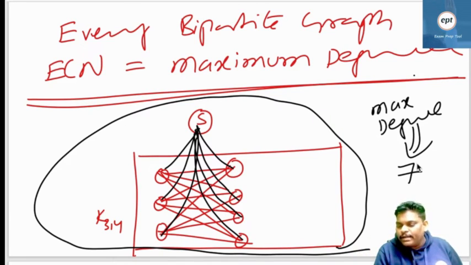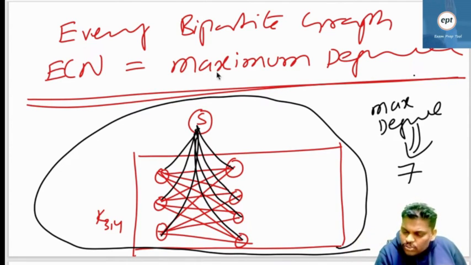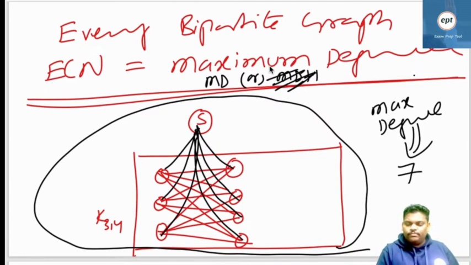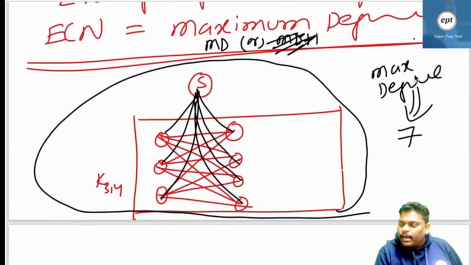But it is a special one, bipartite. So the answer is maximum degree only. So see, now also we are satisfied: either MD or MD plus 1, but because of bipartite, MD only. Right, next one. Can you come to this problem? Maximum degree is 7.